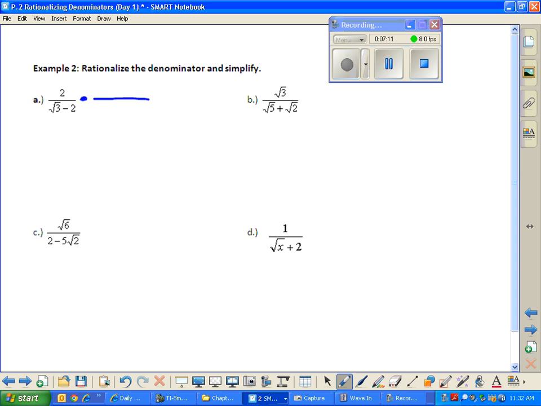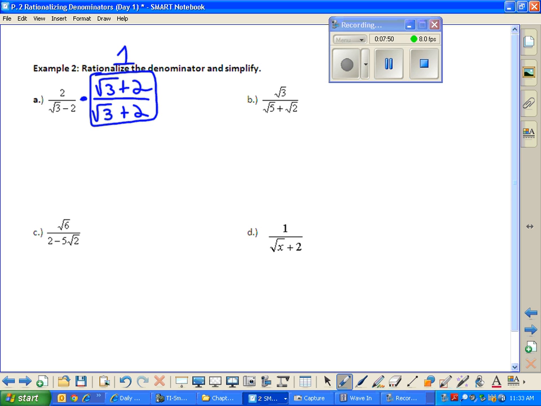So step 1 is to multiply the top and bottom by the conjugate of the original denominator. So what we're going to do is multiply the top and bottom of this fraction by the square root of 3 plus 2. Remember, what you do to the bottom of a fraction, you have to do to the top. Essentially, the square root of 3 plus 2 over the square root of 3 plus 2 is just 1. So I'm not multiplying my original fraction by a number that would change the original value of the problem. I'm just multiplying it by 1, keeping the value of that fraction the same.